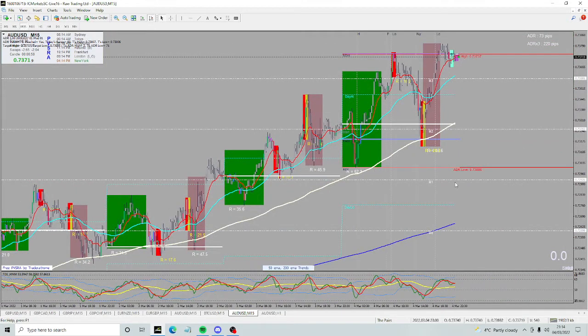I'm out of every single trade that I put on today. I only put one on today, but I'm out of it because I don't carry anything over into the weekend in Forex. It's not worth it. It's really not worth it.